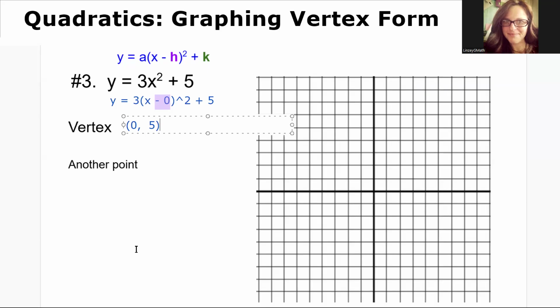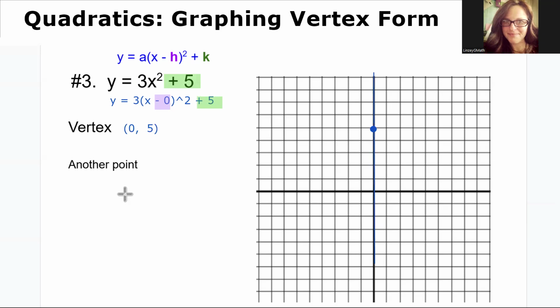K is 5. Let's graph this point. 0, up, 1, 2, 3, 4, 5. Here's our vertex and our axis of symmetry.